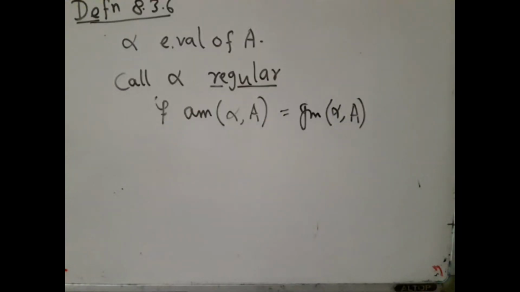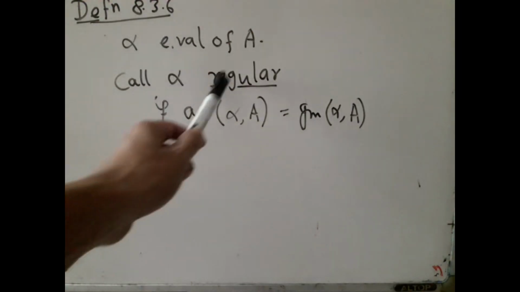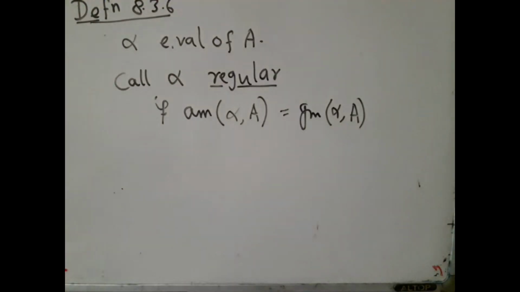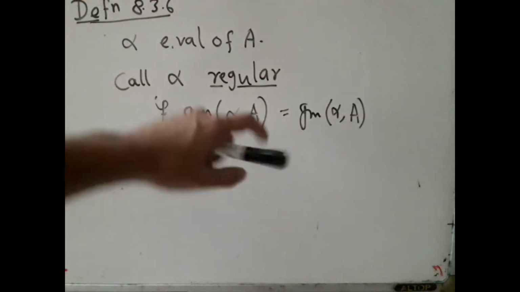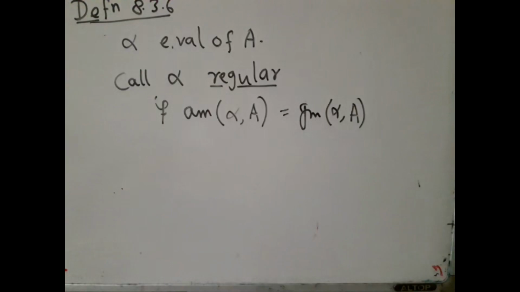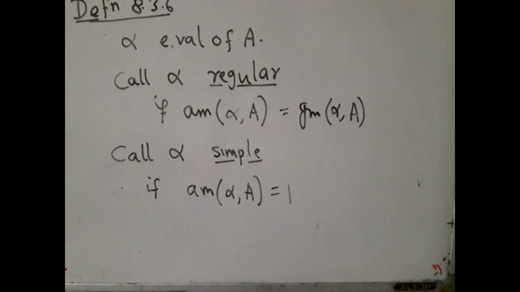Definition 8.3.6. Suppose alpha is an eigenvalue of A, we shall call alpha a regular eigenvalue if the algebraic multiplicity equals the geometric multiplicity. We always have this inequality, that this is greater than or equal to that. If we also have the reverse, then we call it a regular eigenvalue. And also we call an eigenvalue of A simple if its algebraic multiplicity is equal to 1.